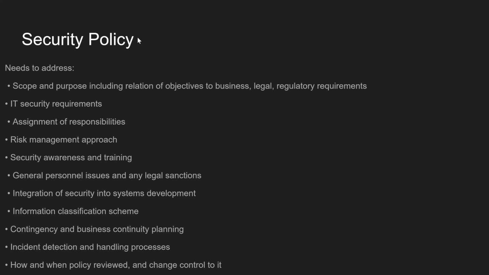Security policy needs to address scope and purpose, including relation of objectives to business, legal, regulatory requirements, IT security requirements, assignment of responsibilities, risk management approach, security awareness and training, general personnel issues and any legal sanctions, integrity of security into systems development, information classification scheme, contingency and business continuity planning, incident detection and handling processes, how and when policy reviewed and change control of it.